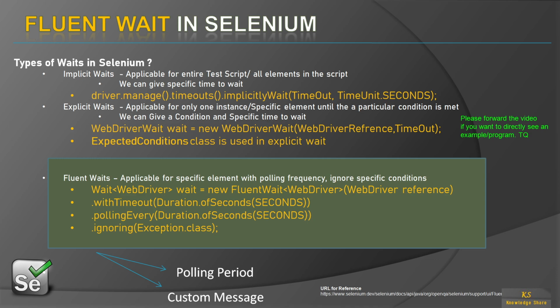This is also dynamic and only applicable for one element. It's not applicable for all elements, but only for the element which you feel might throw an exception. In those cases, you will use this fluent wait and set some polling periods. We will quickly jump to an example and see how this fluent wait works.